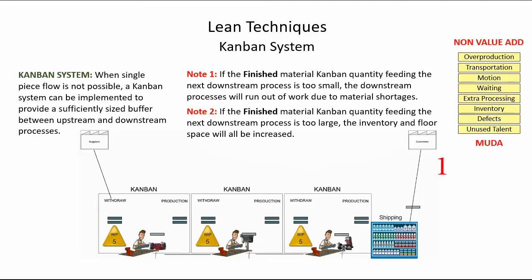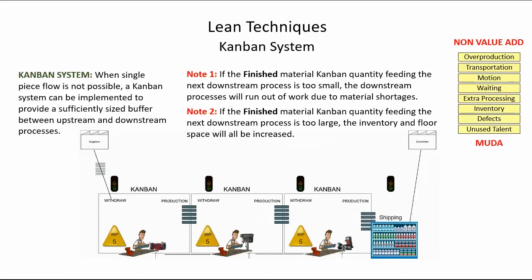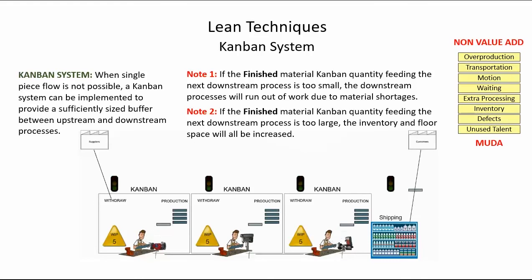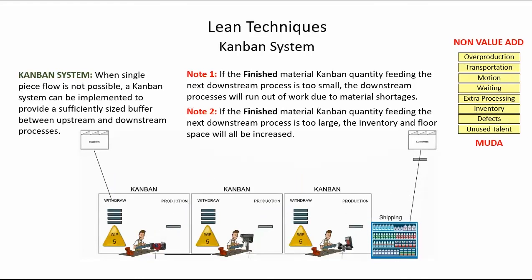When the upstream process begins producing, this signals further upstream processes to also begin production, to keep downstream Kanbans replenished. A couple notes. First, if the finished material Kanban quantity feeding the next downstream process is too small, the downstream process may run out of work due to material shortages. Another note is if the finished material Kanban quantity feeding the next downstream process is too large, the inventory and floor space will all be increased.